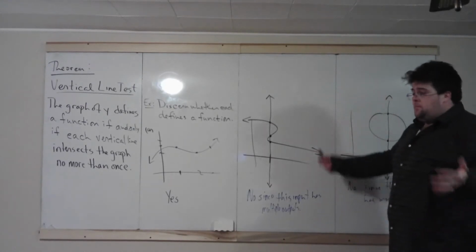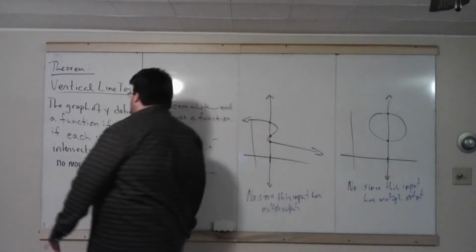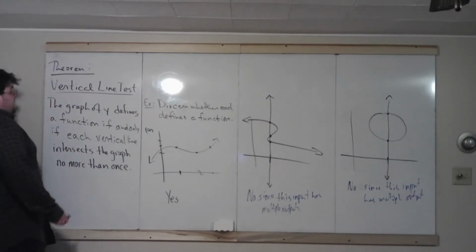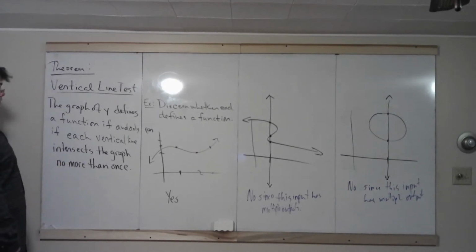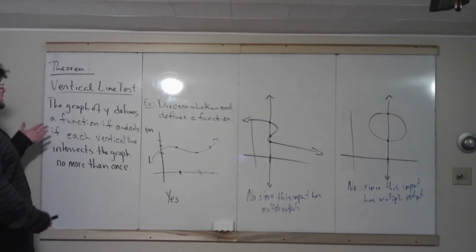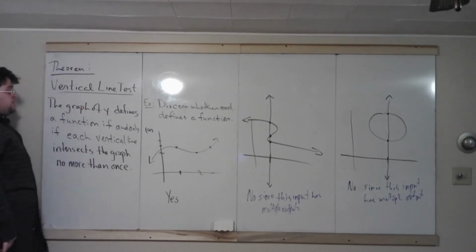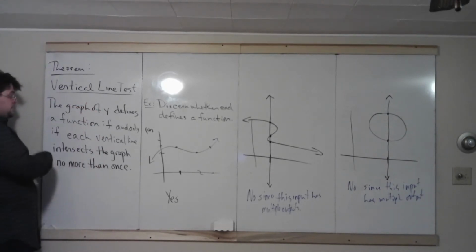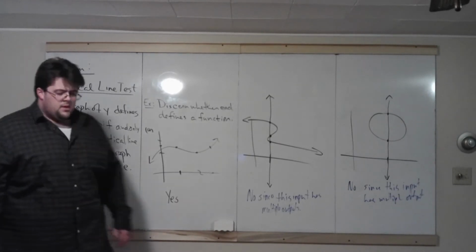Now, first I said there were 2 statements. What 2 statements are there? Well, it can be turned into 2 if-then statements. If the graph defines a function, then each vertical line intersects no more than once is one of the 2 if-then statements. That is true with this language. If the first thing, then the second thing. But it also says if the second thing, then the first thing is true. So if each vertical line intersects no more than once, then the graph defines a function.